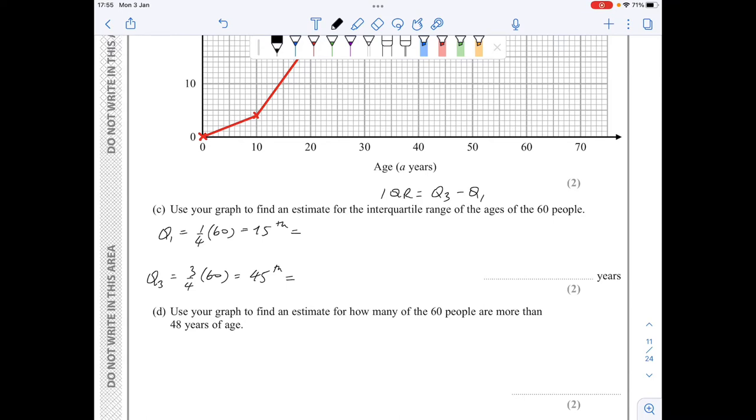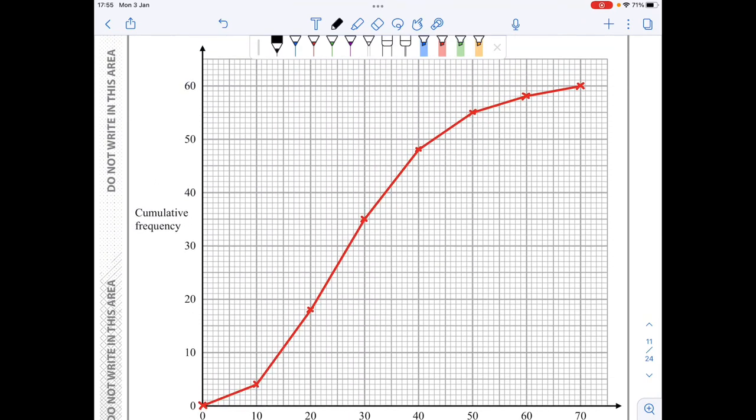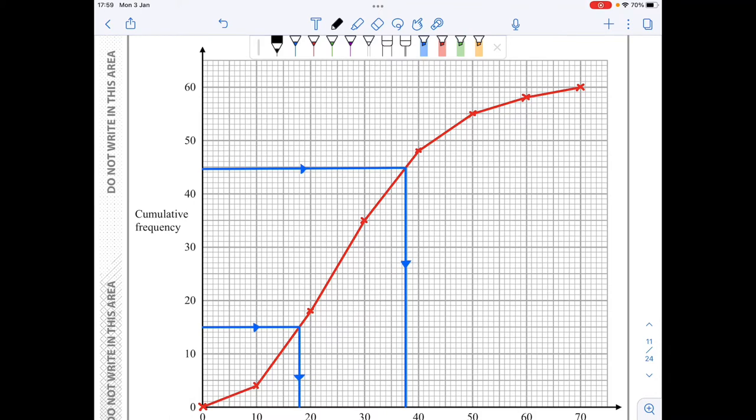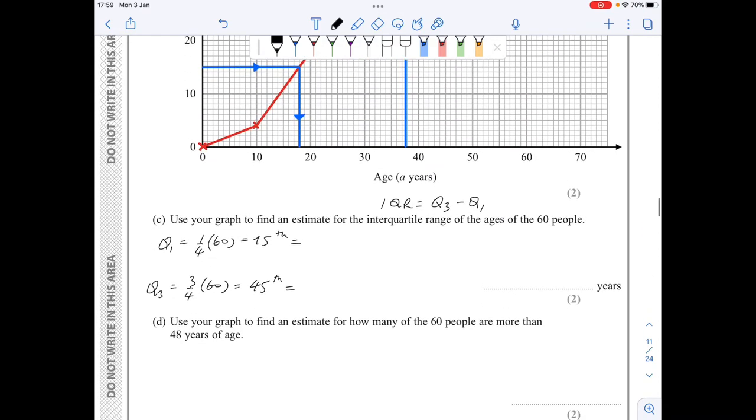And the way to do so is go back to the graph. And starting from the y-axis at 15 and 45 respectively, I'll go find the corresponding x coordinate of each. So the two values I get are approximately 18 and 38. So the interquartile range is the difference between the two, and it comes out approximately 20. Depending on your graph, you will get slightly different answers.